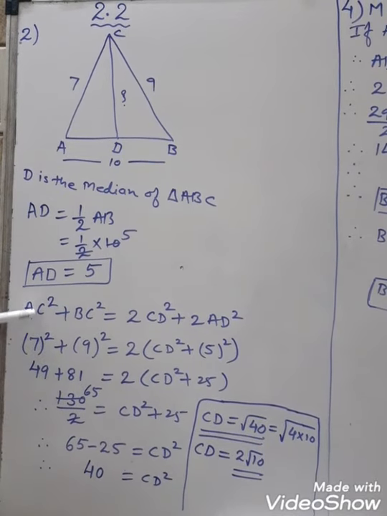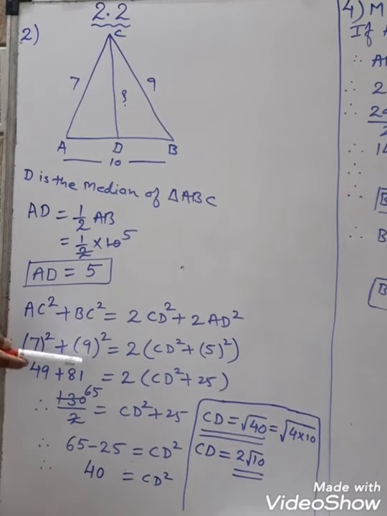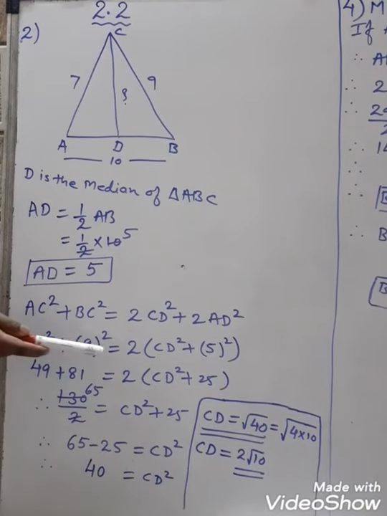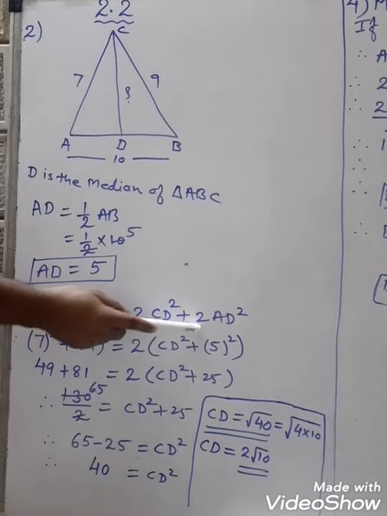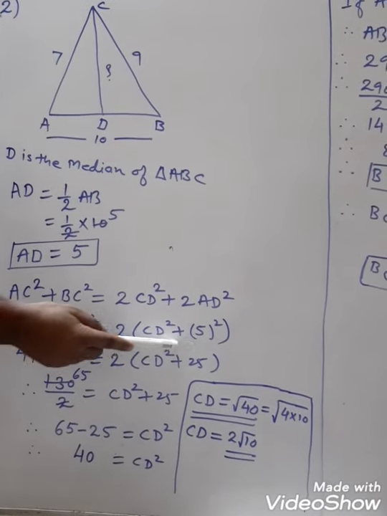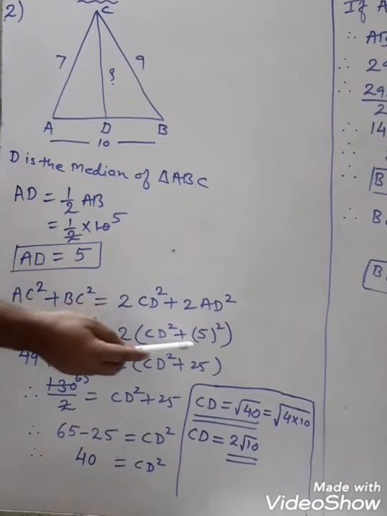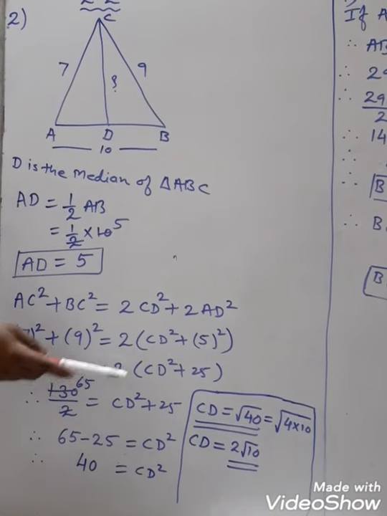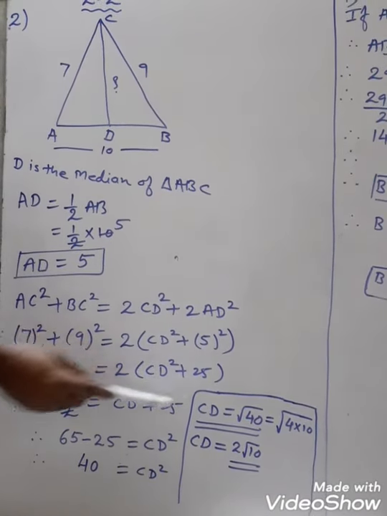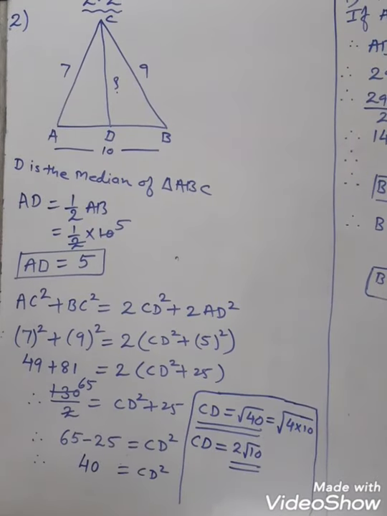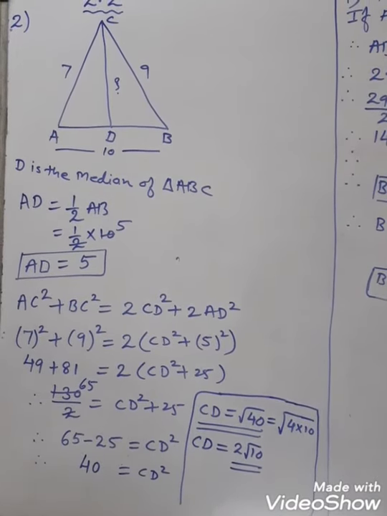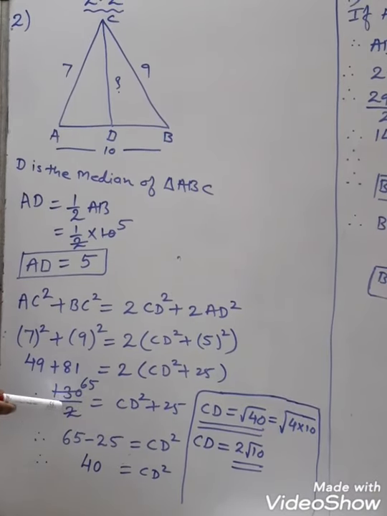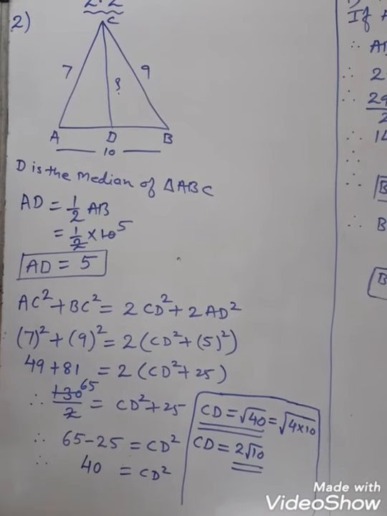So here AC is 7, BC is 9, so 7 square plus 9 square. Here we remove 2 as a common, so we get CD square plus AD, it is 5, so we write down the square of 5. Then 7 square is 49, 9 square is 81. Here CD square plus 25. Then we shift the 2 to that side. So 49 plus 81, you get 130, which is divided by 2, you get 65.